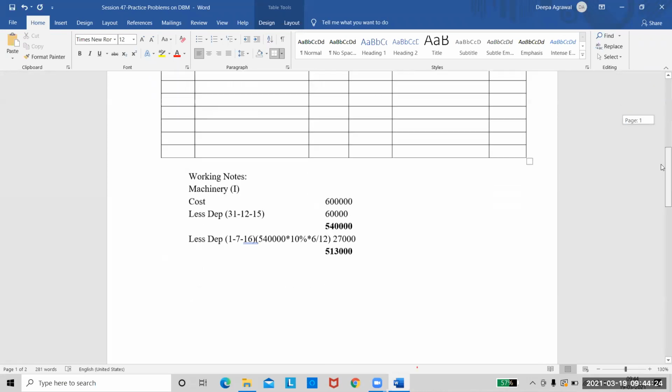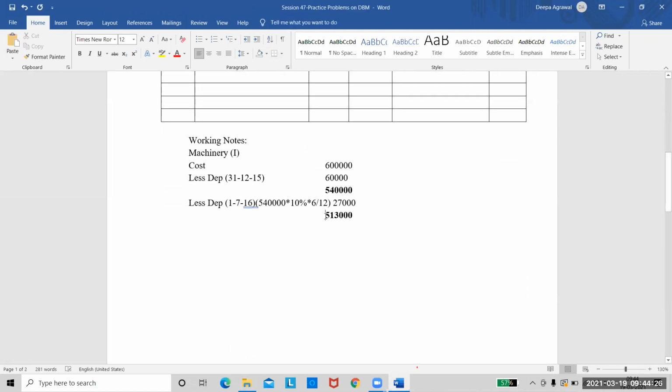So what should we do? We have calculated the value here, right? So this value is called as what? This will be called as the book value of the asset. Whatever you are getting is the book value of the asset, right? Now after book value, take the sale value.